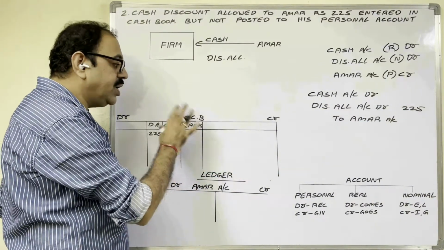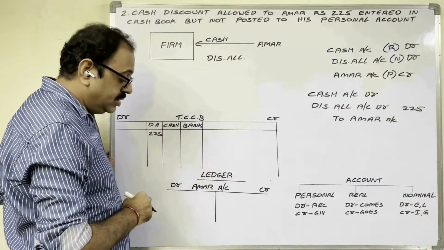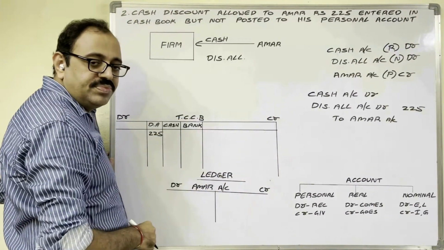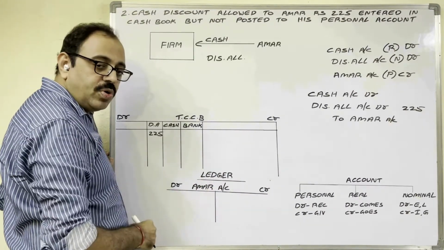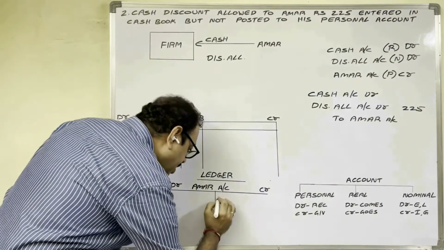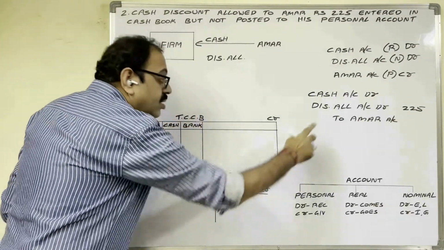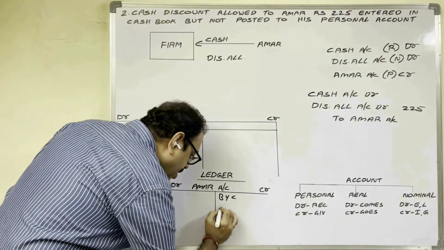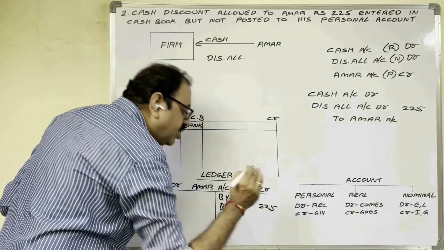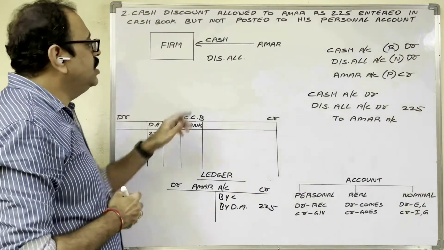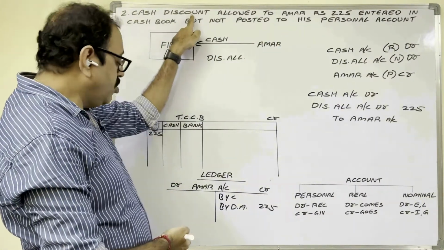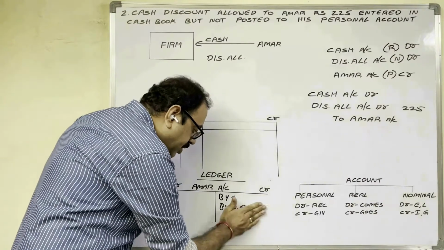So in cash account it is properly posted. But while posting in Amar account, discount amount is not posted. So in Amar account we said we should post. In journal entry, Amar account is credited. Therefore, credit side by cash account, that cash amount we should write, by discount allowed account 225 rupees we should write. Mistake is but not posted to his personal account.